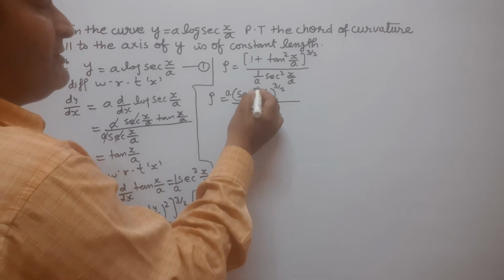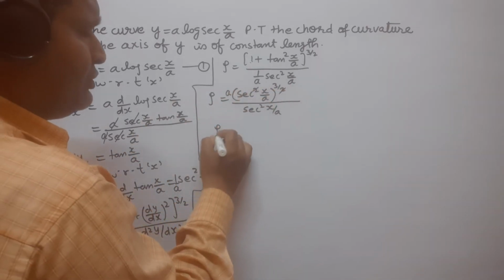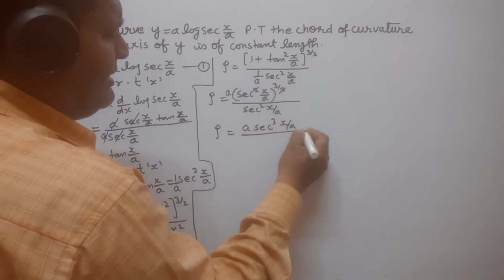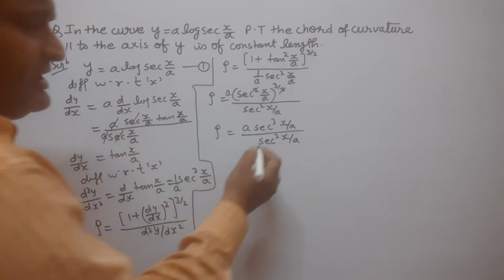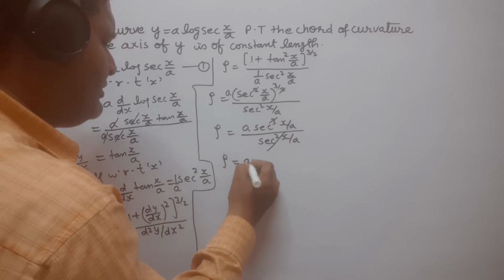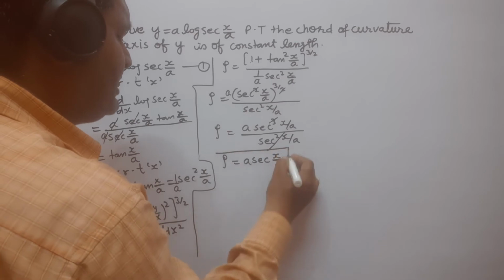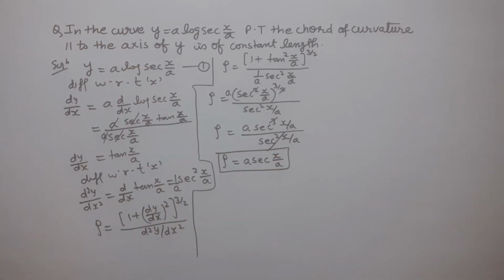So we can see from the figure that this 2 is cancelled by this, so rho is equal to a sec cube x by a divided by sec square x by a. Now this sec square x by a is cancelled by this cube, so we get rho is equal to a sec x by a. So this is the radius of curvature of the given curve y is equal to a log sec x upon a.